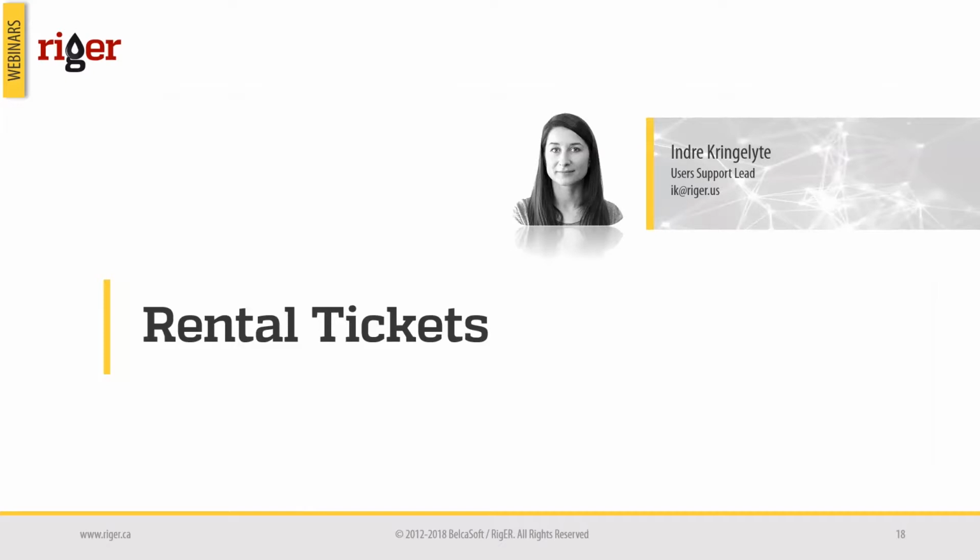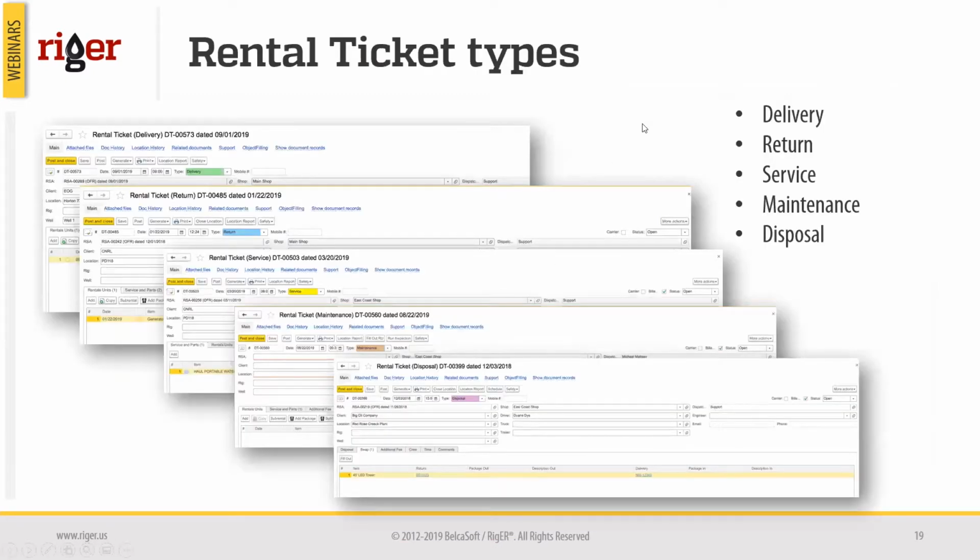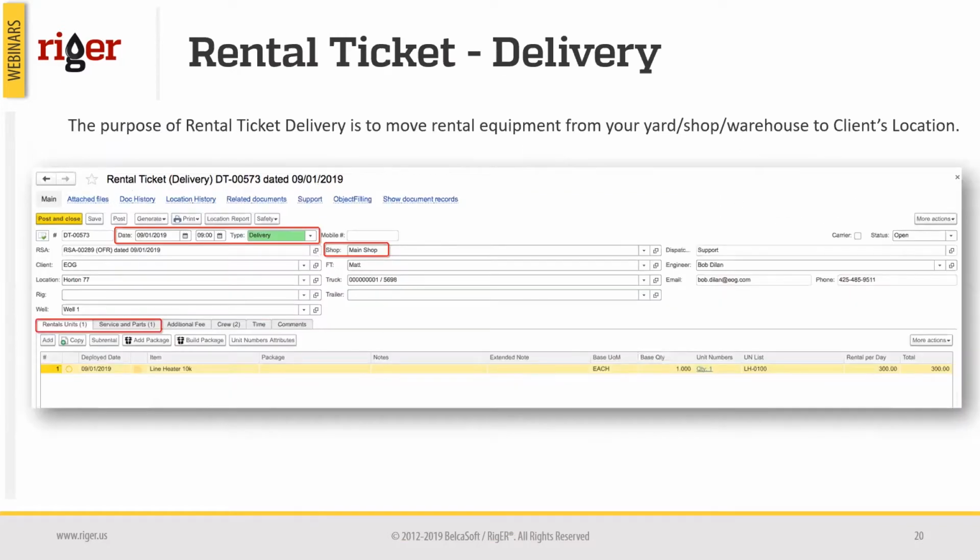We have 5 different types of rental tickets in the system. Each of them is used for different purposes in your daily operations. You can find in RigER these types of rental tickets: delivery, pickup, or in other words return tickets, service, maintenance, and disposal rental tickets. Let's start with the rental ticket delivery. When you are generating a rental ticket in RigER, you can manually select any type of ticket you require for the job. By default, the first rental ticket is automatically selected as delivery.